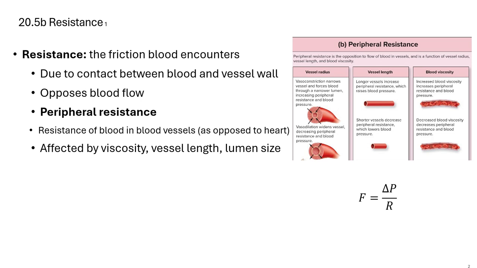So the way you think about this is flow is directly related to changes in pressure, because this delta P is in the numerator. So the bigger the change in pressure, the greater the flow. And flow is inversely related or indirectly related to resistance. So meaning as you increase resistance, you decrease flow, right? And vice versa, right?